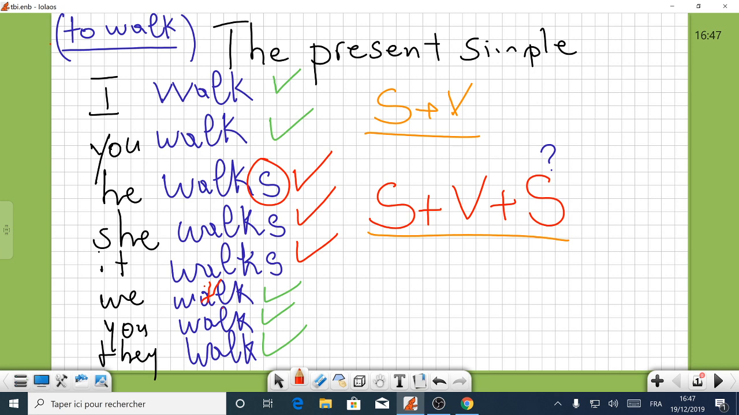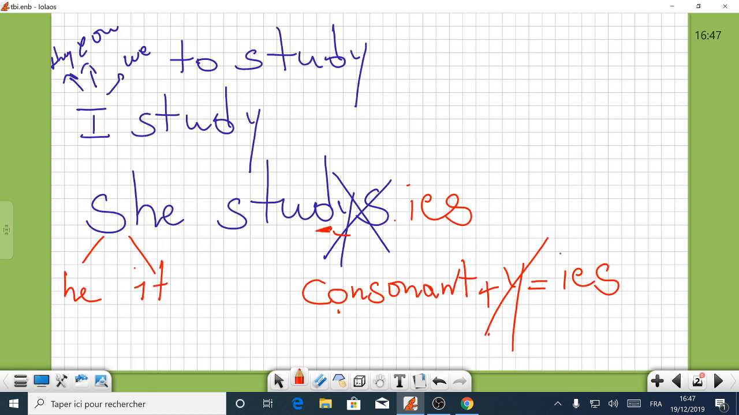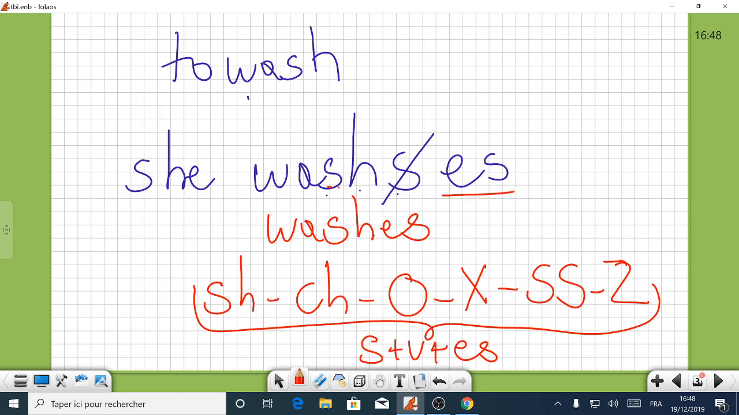And when it comes to he and she and it, we have subject plus verb plus s. But the problem is we don't have only s in this tense. We have the first exception with he and she and it. We have, for example, the verb study. We say she studies. What do we do? We replace y by ies because we have consonant plus y. And the second exception, we have the verb to wash. We say she washes. What do we do?